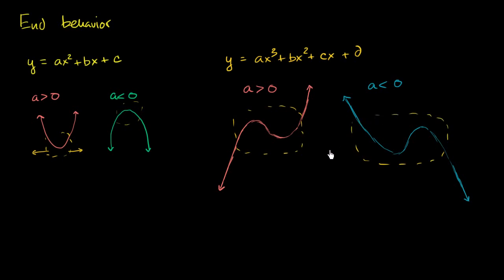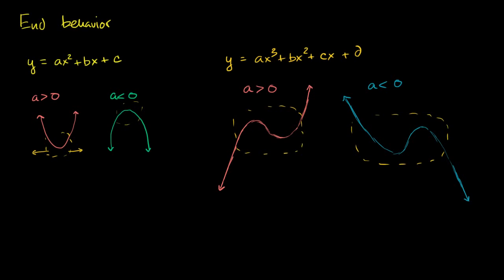But the end behavior for a third degree polynomial is that if a is greater than 0, we're starting at really low values, and as x becomes positive, we get to really high values. If a is less than 0, we have the opposite. And these are kind of the two prototypes for polynomials, because from there we can start thinking about any degree polynomial.